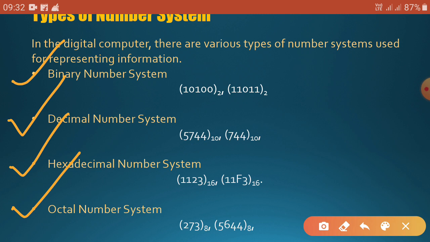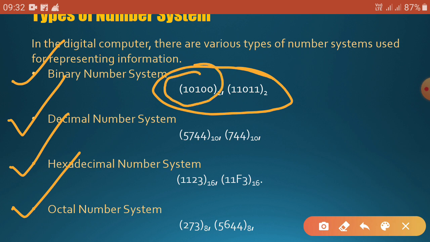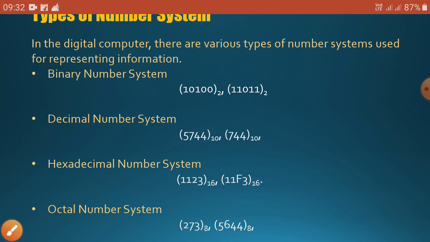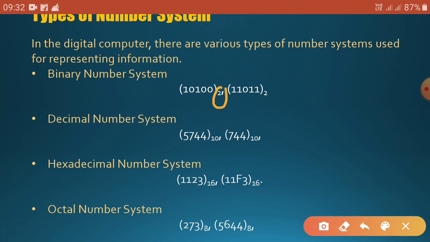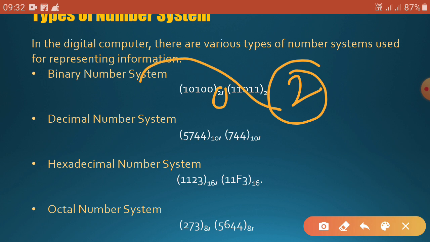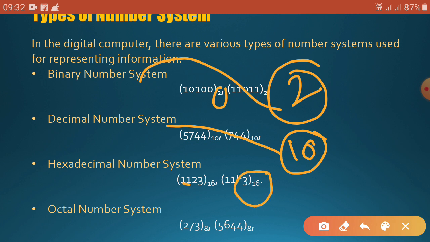Now look at the example. Here the main number is 10100, and the base here is 2. The base denotes what type of number system this is. If the base is 2, it is known as the binary number system. If the base is 10, it is the decimal number system. If the base is 16, it is the hexadecimal number system, and if the base is 8, it is the octal number system. So the base determines the type of the number system.